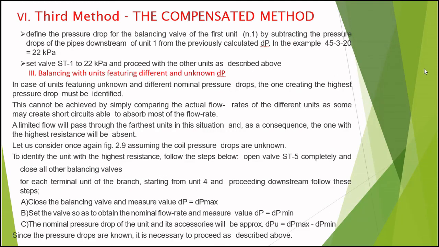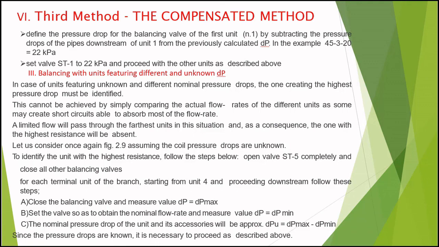And the last option, balancing with units featuring different and unknown dP. In case of units featuring unknown and different nominal pressure drops, the one creating the highest pressure drop must be identified. This cannot be achieved by simply comparing the actual flow rates of the different units, as some may create a short circuit able to absorb most of the flow rate. A limited flow will pass through the furthest units in this situation, and as a consequence, the one with the highest resistance will be absent.